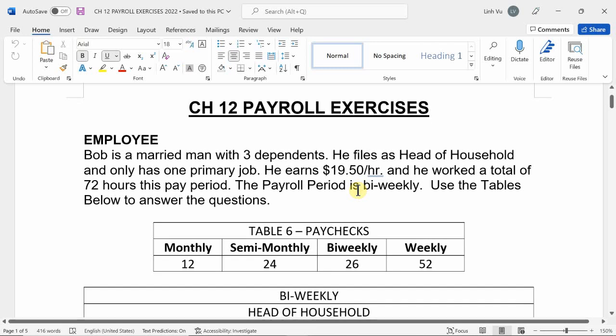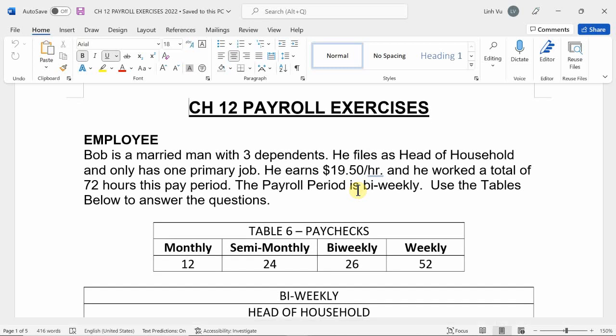So Bob here is a married man with 3 dependents, and he files as head of household. He only has one primary job, and he earns $19.50 an hour. He worked a total of 72 hours this pay period, and he gets paid every 2 weeks, so bi-weekly. Use the table below to answer the following question.